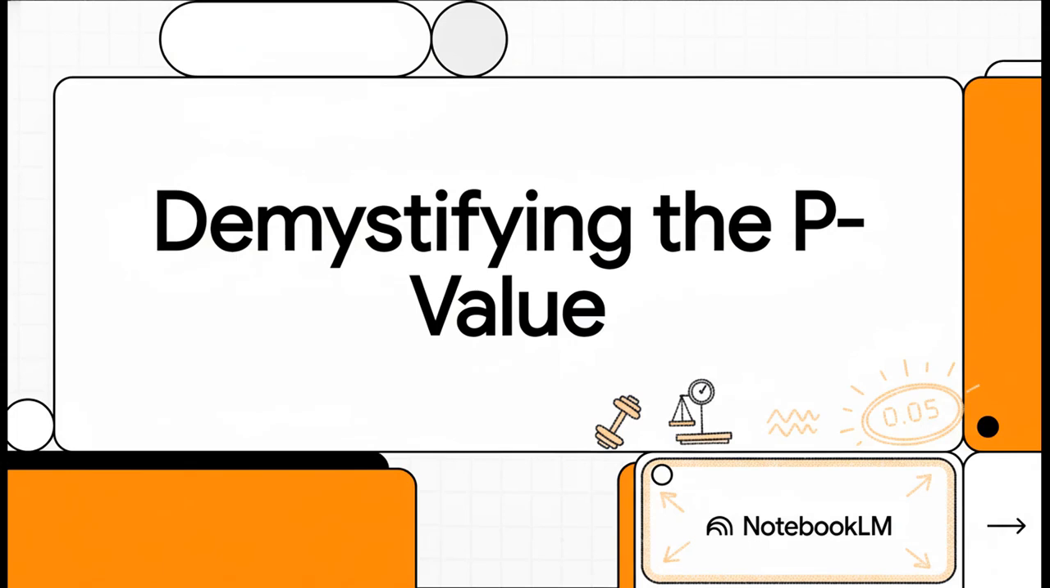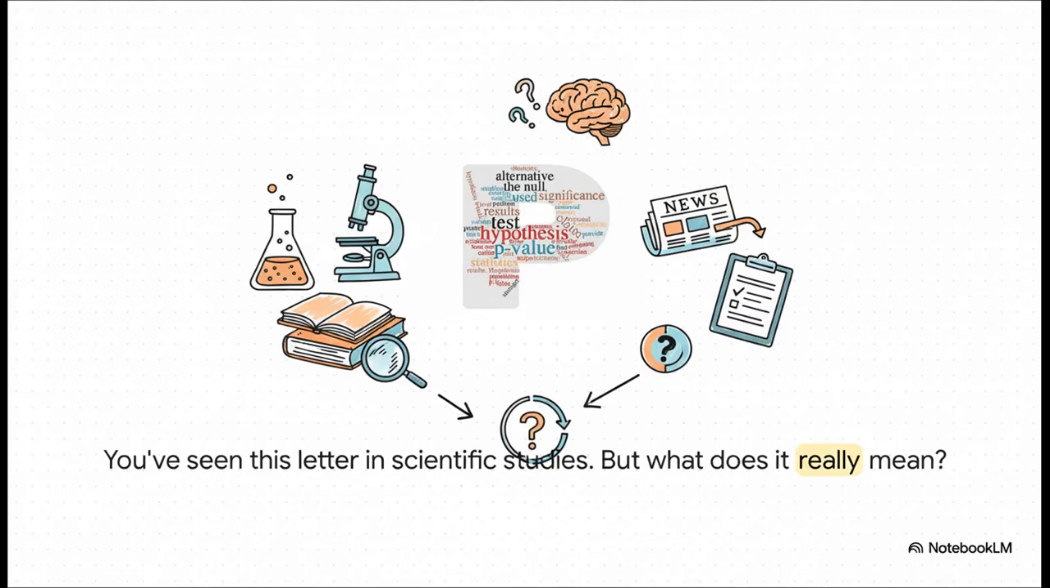All right, let's talk about the p-value. It's one of the most common and, let's be honest, one of the most confusing concepts in all of statistics. It's this tiny little number that ends up carrying a ton of weight in scientific research, so we're going to demystify it. I'm sure you've seen this before, right?